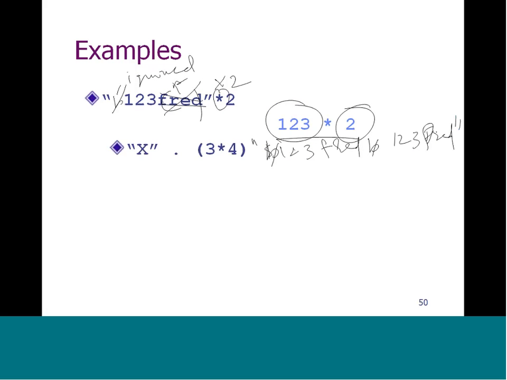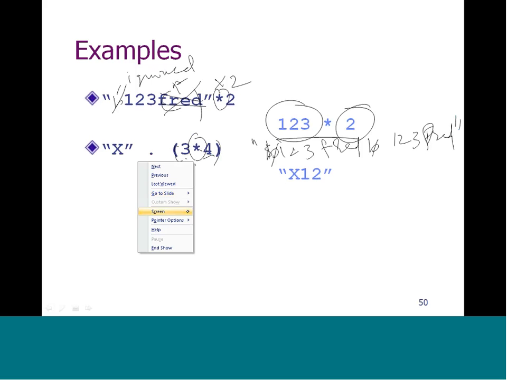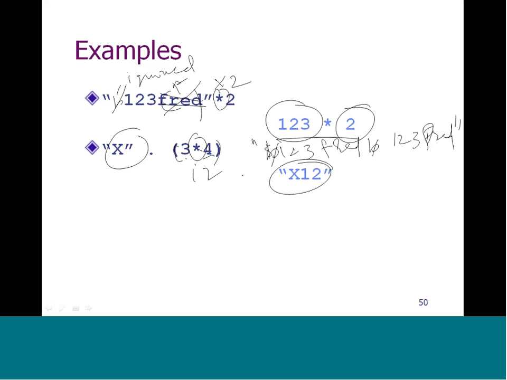Okay, let's look at one more example. What would be the answer for this one? As you know, the parenthesis operation is first, since it has the highest precedence, and along with it there is a star, which has the next precedence. So 3 times 4 is executed first, and the answer is 12, and then that is concatenated as a string to X. So you get X 12, and this is the concatenation operation.